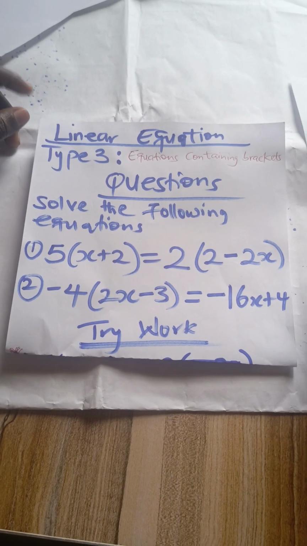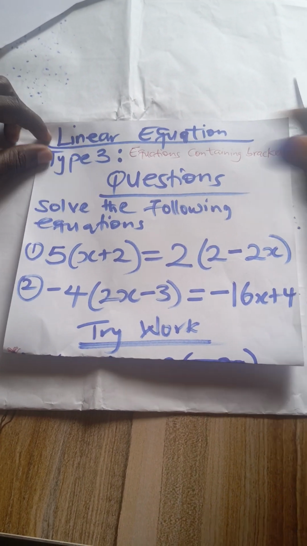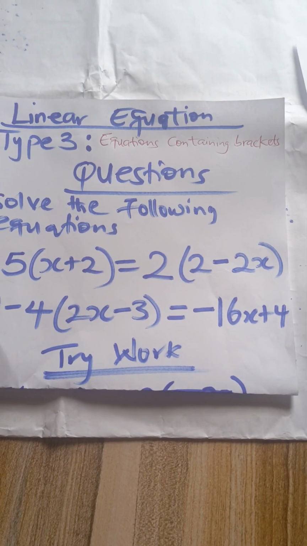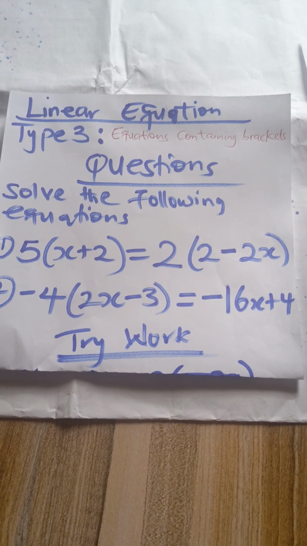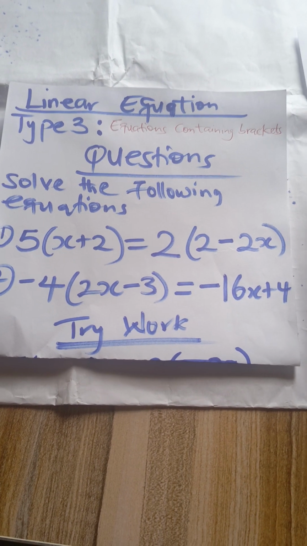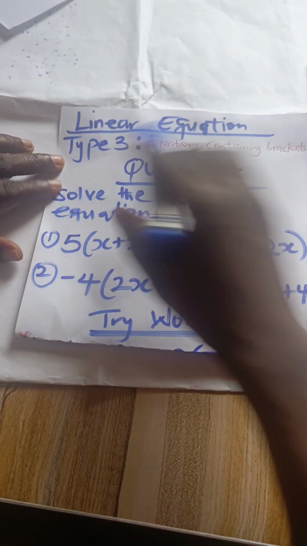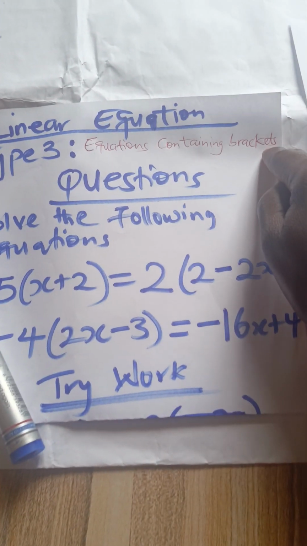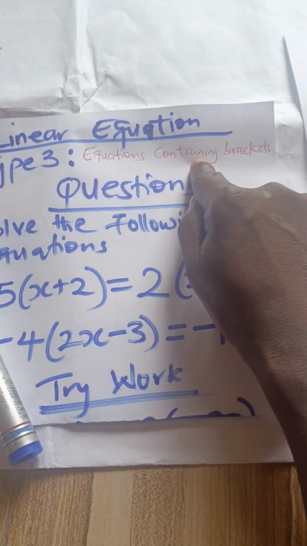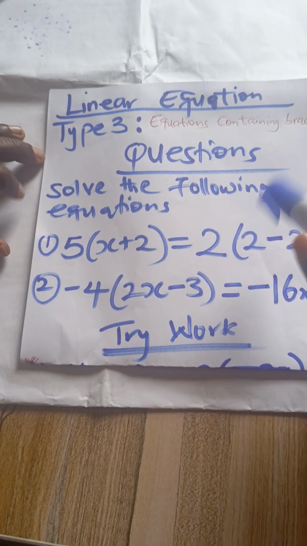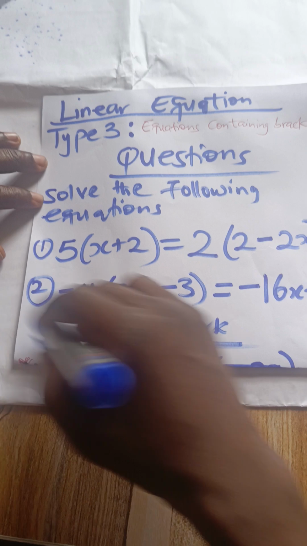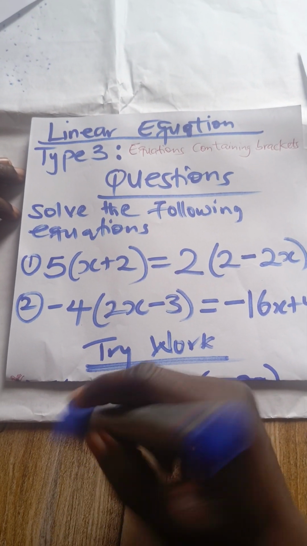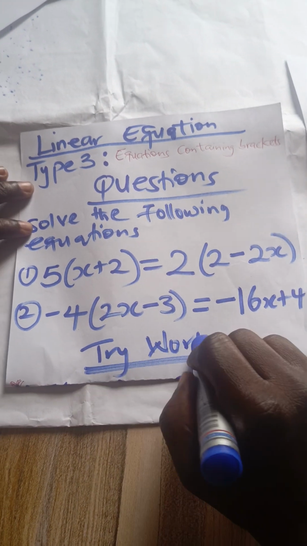In today's video, we are going to look at the type 3 of the linear equation. In our previous video, we did the type 1 and the type 2, and we are now going to continue with the type 3. Now, the type 3 is about equations containing brackets. There are 2 questions here to solve. After that, we are going to have another 2 questions as a try work.